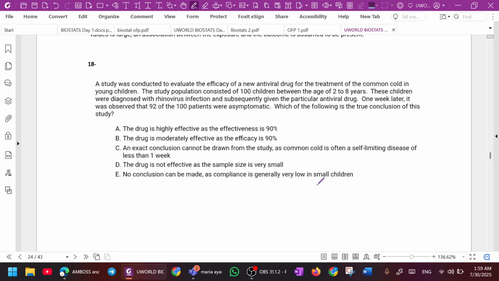1 week later, it was observed that 92 of the 100 patients were asymptomatic. Which of the following is the true conclusion of this study?